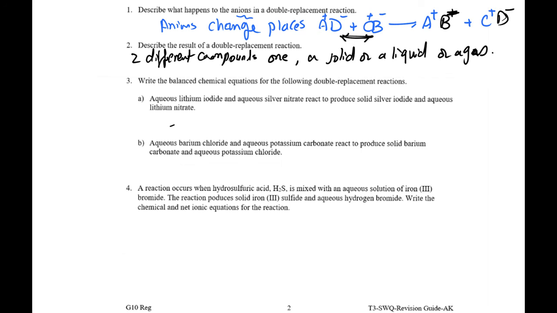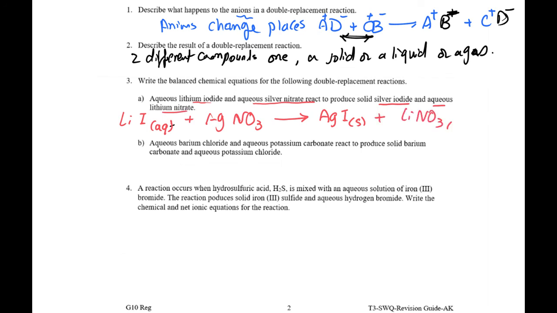Write a balanced equation for the following reaction. Aqueous lithium iodide plus aqueous silver nitrate to produce solid silver iodide and aqueous lithium nitrate. You should write the state symbols and you should balance the equation.